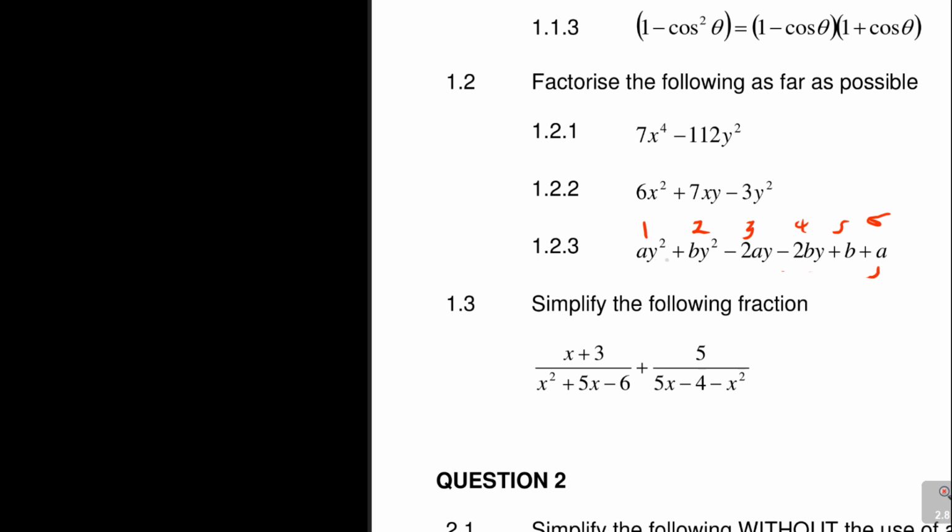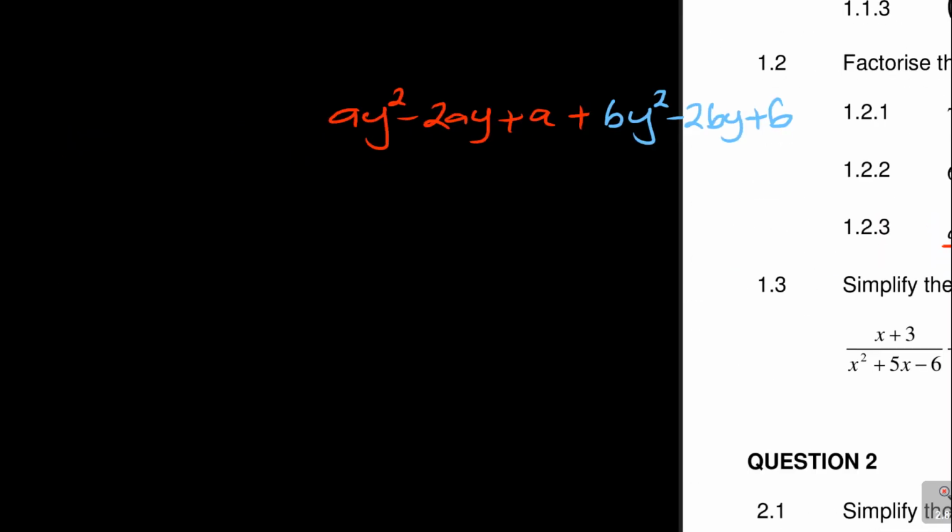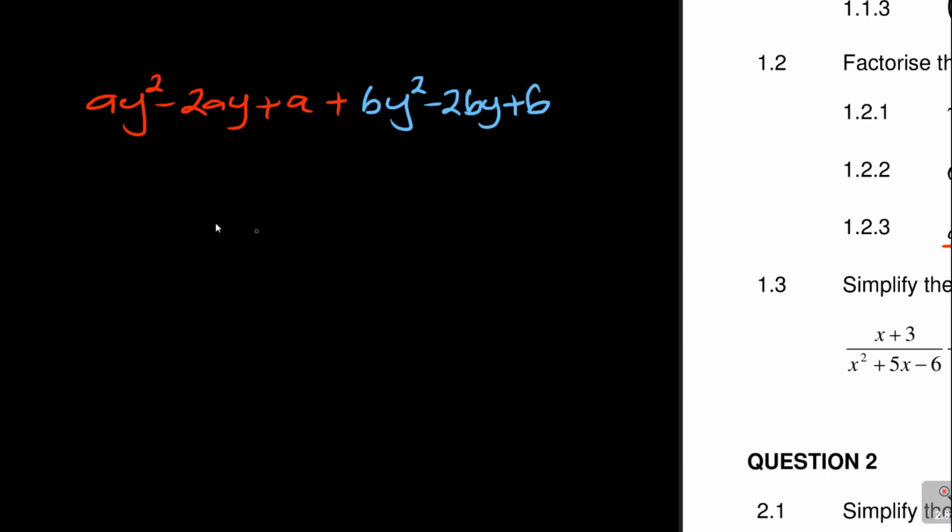Am I doing it right? There's a. Let's do that. It's ay squared minus 2ay plus a, okay, I got that, plus by squared, minus 2by plus b. Let me use a different pen now. I'm just using this out of interest to show this is actually what you're having.